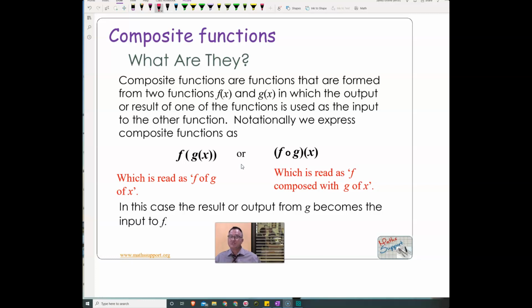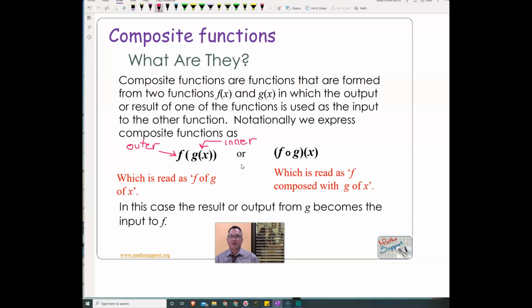Okay, the notation for composites looks like this. And we read that as f of g of x. Okay, the g of x is known as the inner function, and the f is known as the outer function. Now that's important because the order in which you do these matters.